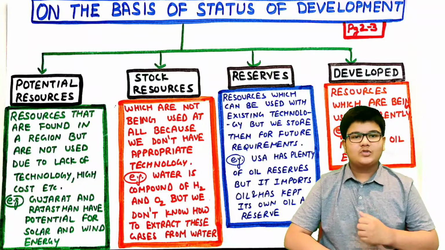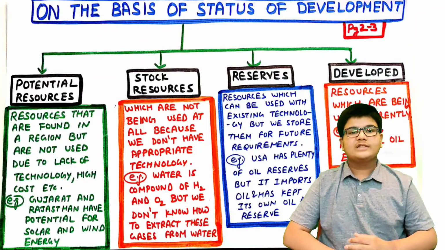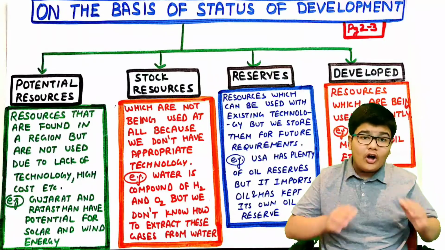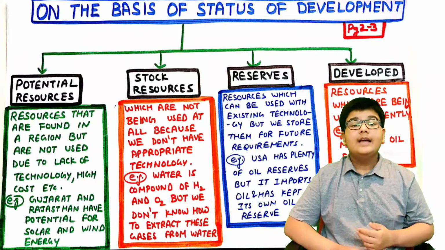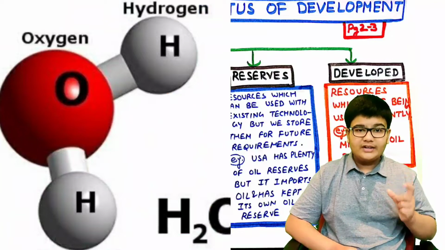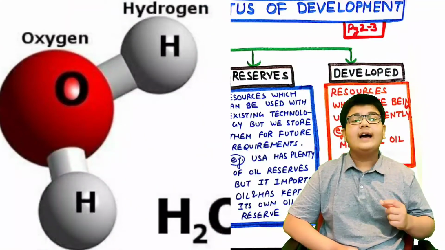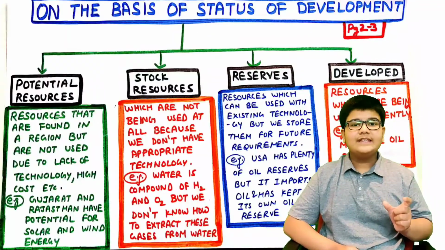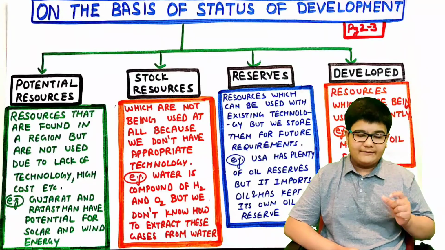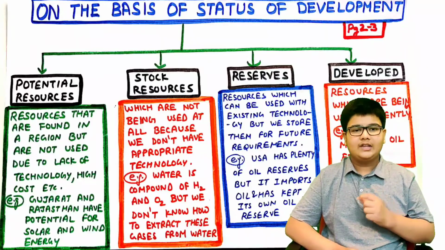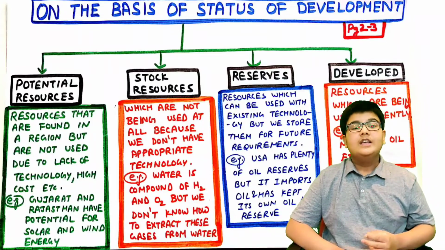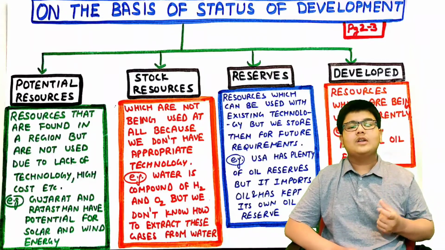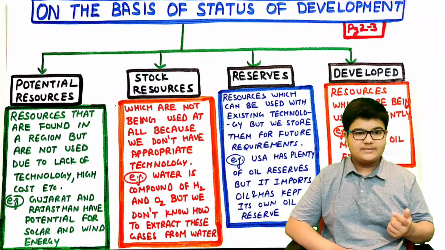Second, stock resources. These are the resources which are not being used at all because we do not know how to use them. For example, water is a compound of oxygen and hydrogen gases, and both of these gases are of very high utility value, but we don't know how to extract these gases from water. So such a resource is classified as a stock resource.